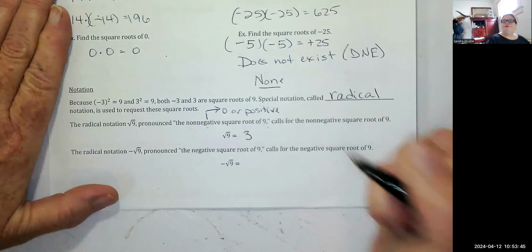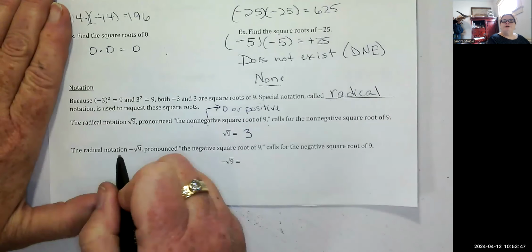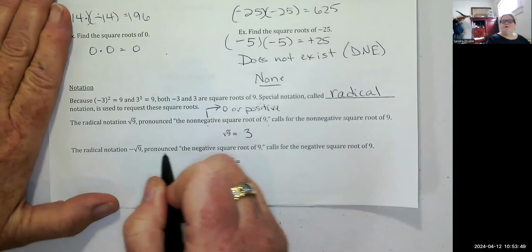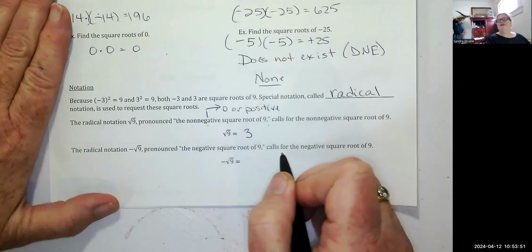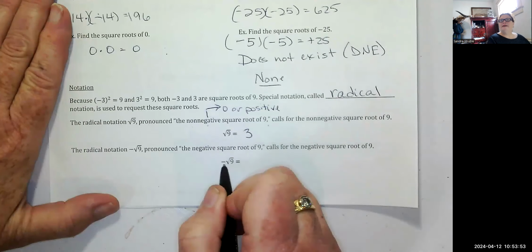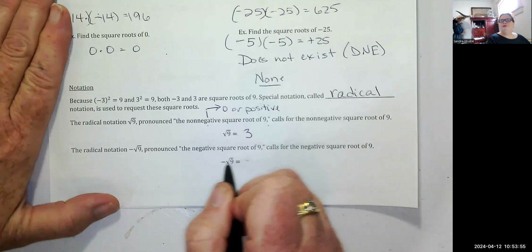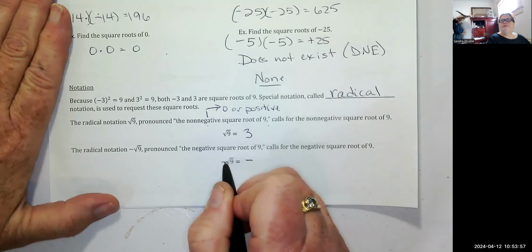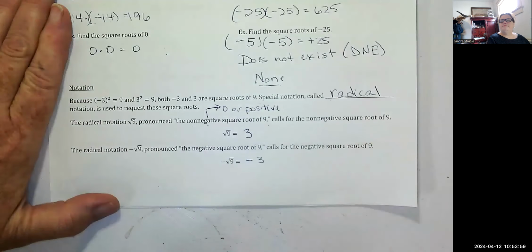Because remember, zeros are non-negative. The radical notation negative square root of 9 is pronounced "the negative square root of 9," and that's equal to a negative, and then the square root of 9 is 3. So that's the answer for that.